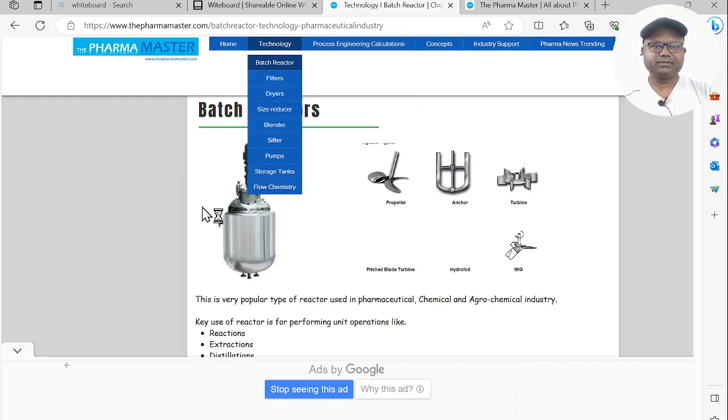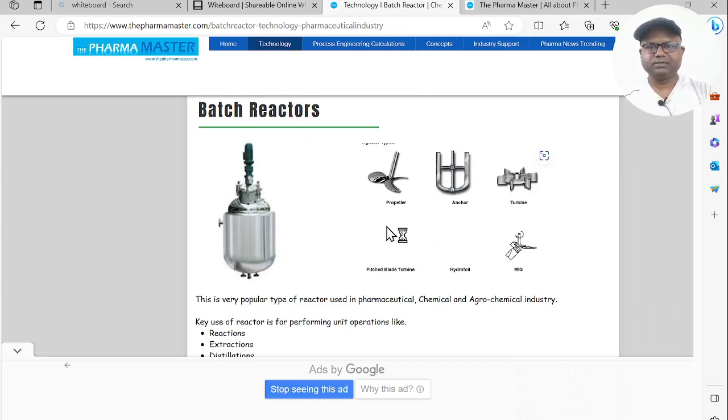So this is the batch reactor. Now, see what the tip velocity is. First of all, we should know what the tip is. Look at this agitator. It is the anchor agitator. Everybody knows. This part is called a tip. This is the propeller agitator, where this part is called a tip.